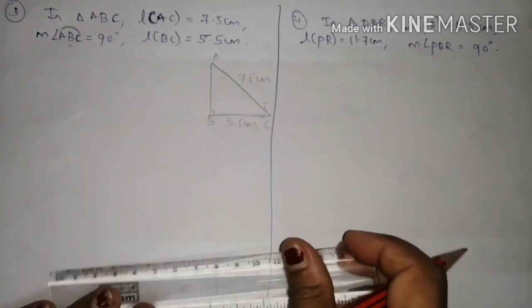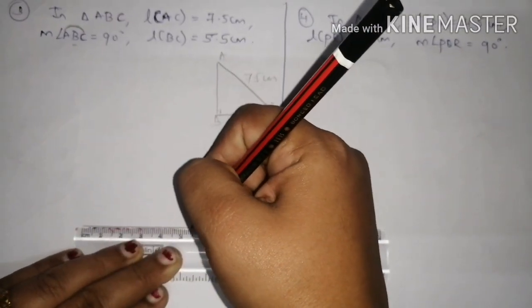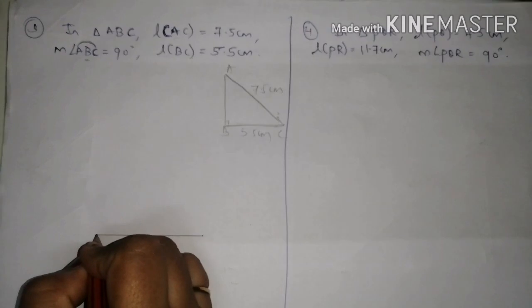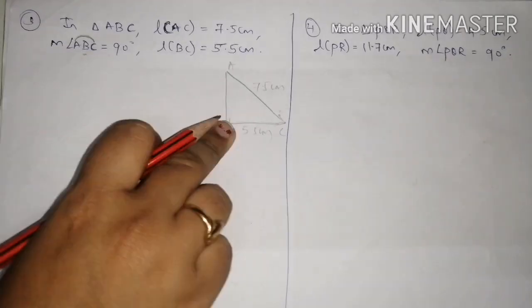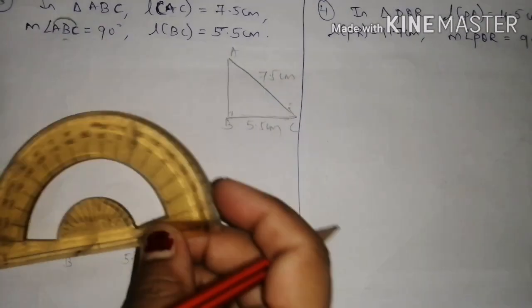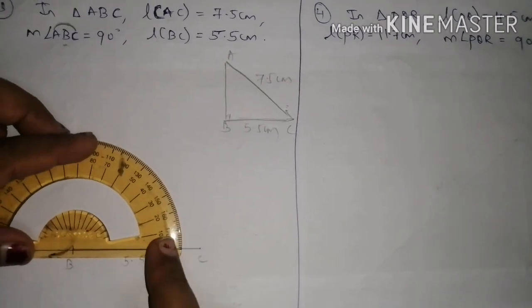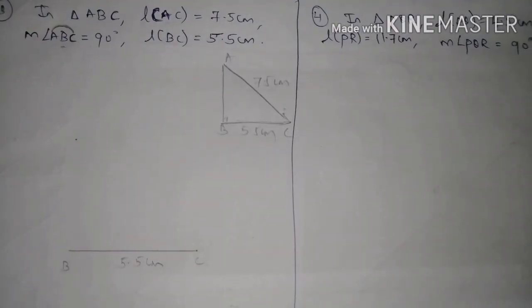Construct with the base first. 5.5 centimeter BC. 5.5, after 5 lines. So this is BC, 5.5 centimeter. Now angle B 90 degree, you have to take it with the help of a protractor. 90 degree. Make a ray.